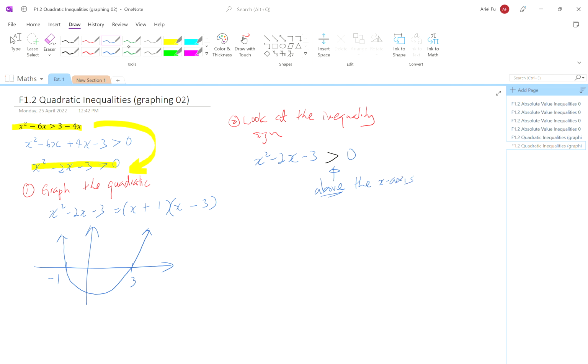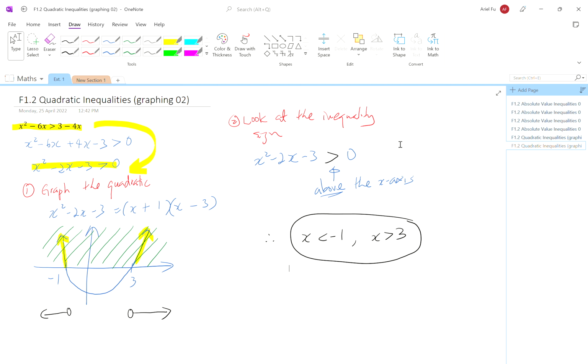And where is above the x-axis? Well, that's the part when the quadratic is above the x-axis. In other words, this part of the quadratic is above the x-axis, and this part of the quadratic is above the x-axis. So if you look at it, what does that mean? That means I want when x is less than this, and I want when x is greater than this part. So therefore, what's the solution? x is less than negative 1, and x is greater than 3. And that is the solution to this quadratic inequality.